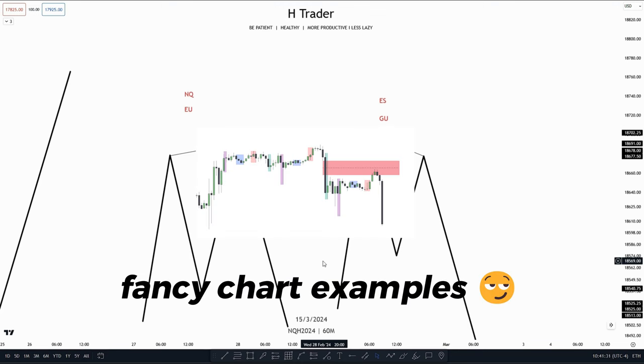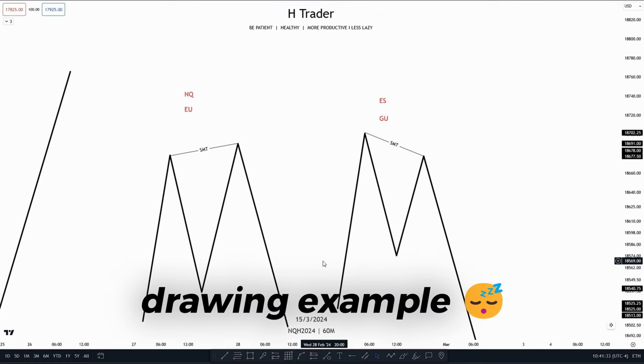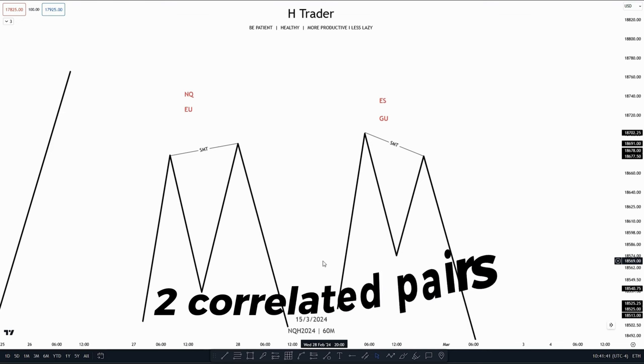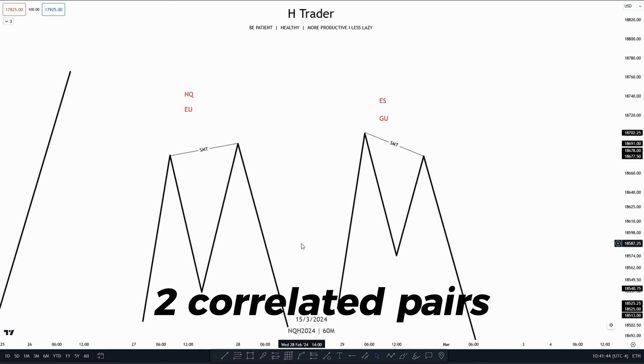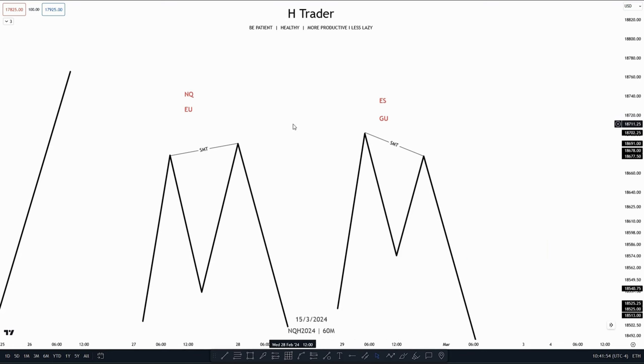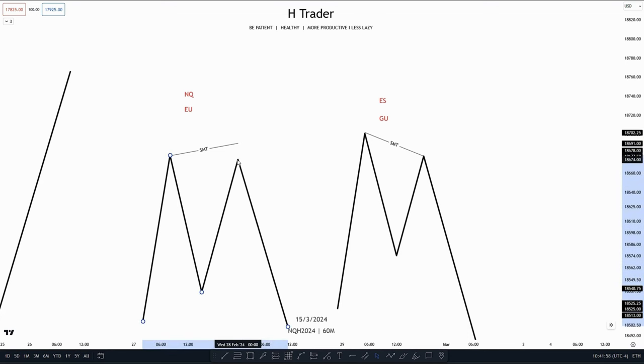Before going into the fancy chart examples, we first have to talk about the drawing example, as that will make it a lot easier for you to understand the SMT. So an SMT occurs between two different correlated pairs. The NASDAQ and the S&P 500 are correlated pairs, and the EU and GU are correlated pairs. And that means price is going to move the same direction.